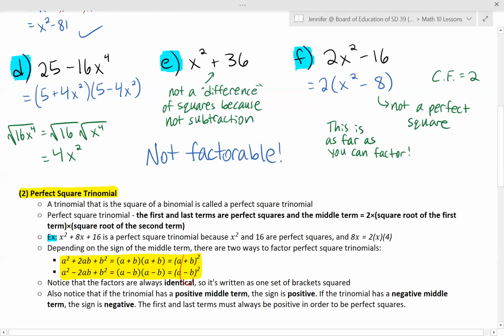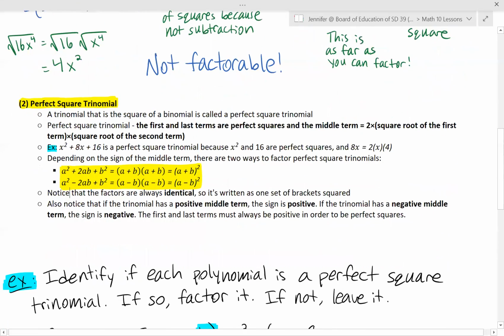And how you can tell what sign goes here is what's the sign of the middle term. So when the middle term is positive, the sign is positive. When the middle term is negative, the sign is negative. Some examples will help solidify this.